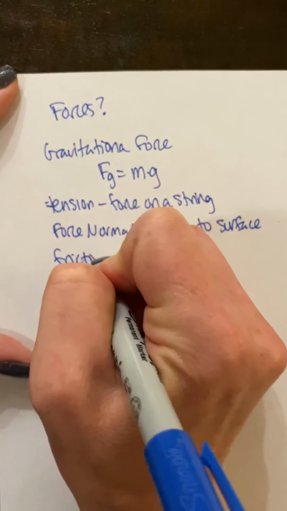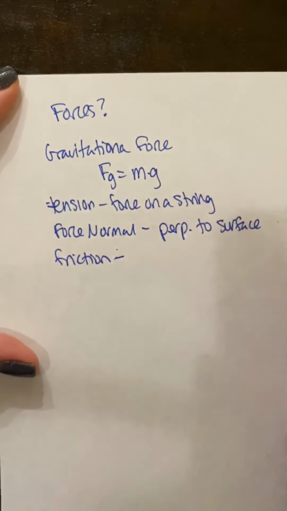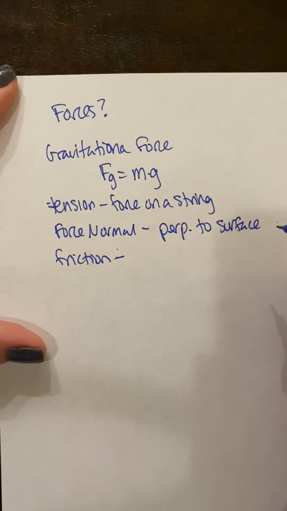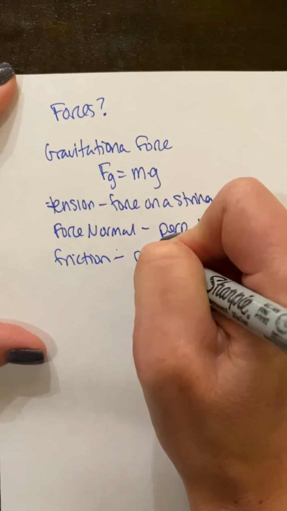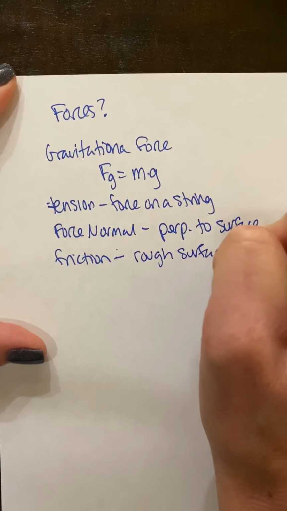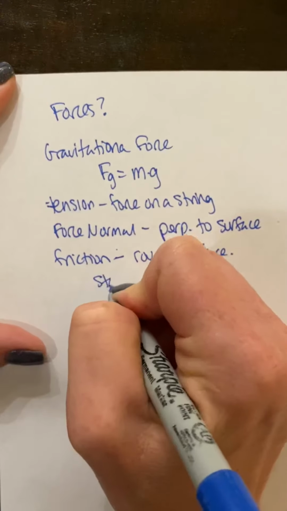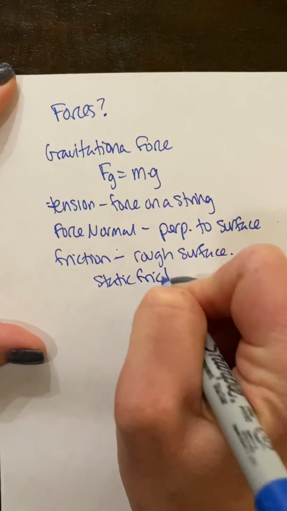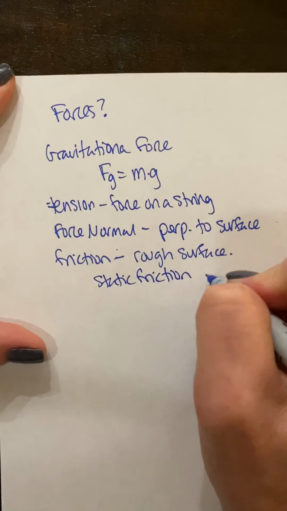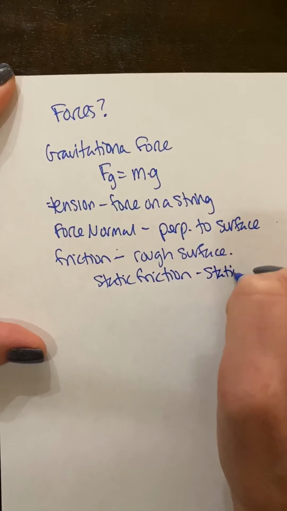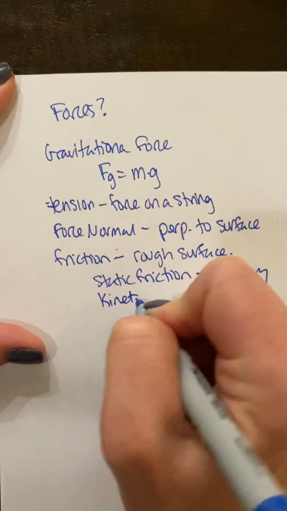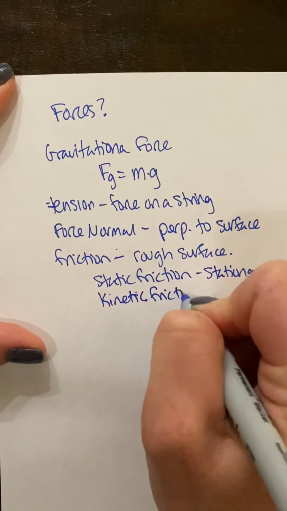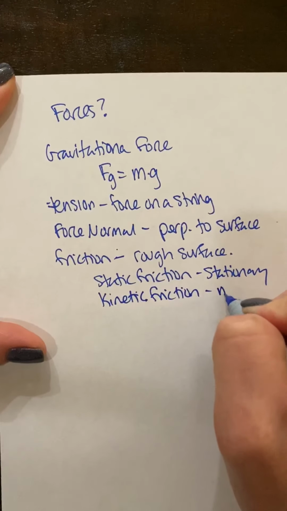Friction is also a surface force. You can have a static friction or kinetic friction. Friction is if you have a rough surface. So static friction keeps an object stationary, and kinetic friction is when you're moving.